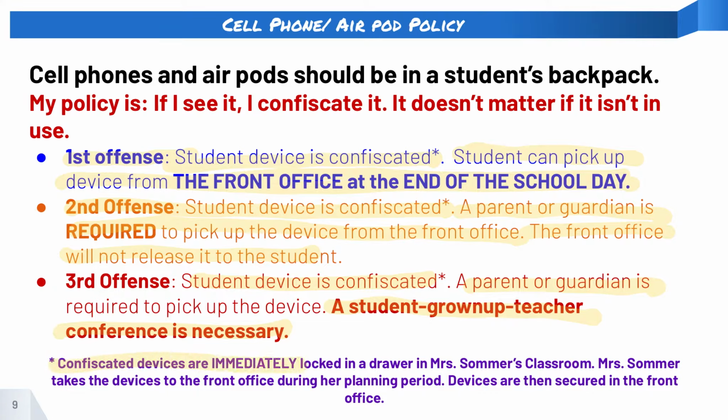And to ease some of your concerns, the confiscated devices are immediately locked in one of my drawers. I am the only one that has keys to it. If I confiscate a device, I put their name on a sticky note and stick it to their phone, and lock it in the drawer immediately. Then on my planning period, which this year is third period, I take those devices to the front office. The reason they pick it up from the front office is so that students aren't trying to find me if I went to the bathroom after class or at the end of the day, or if I had to leave. They aren't trying to figure out how to get to their device. It's in the front office and secured there. So they need to pick it up from the front office at the end of the day.